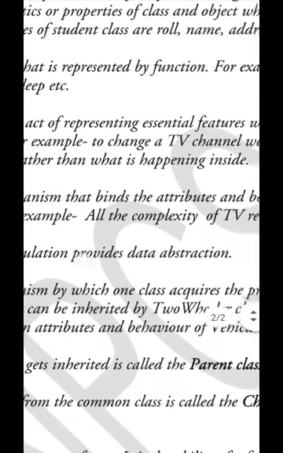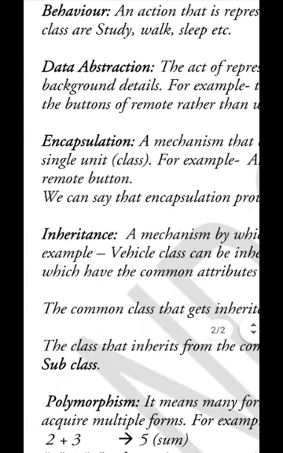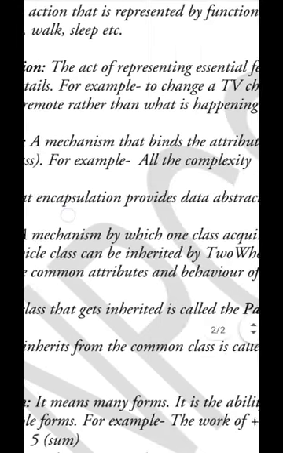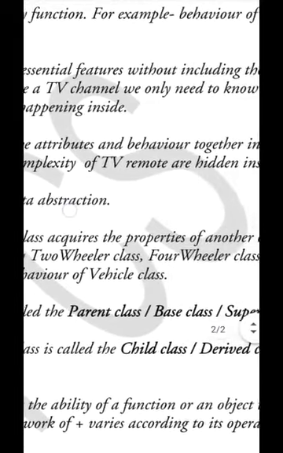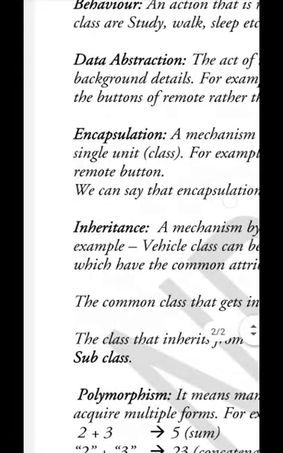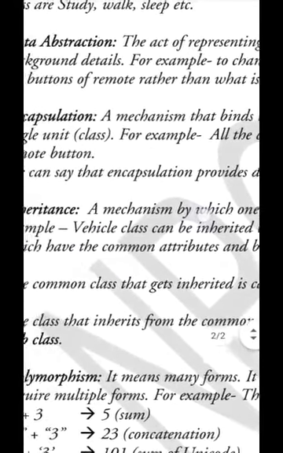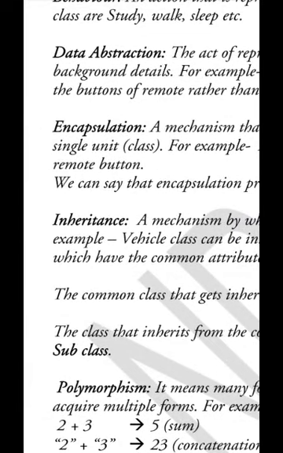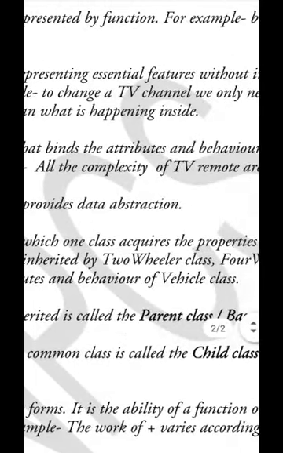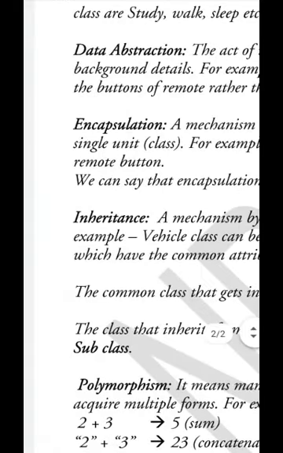Encapsulation is a mechanism that binds the attributes and behaviors of a class in a single unit. For example, all the complexity of the TV remote is hidden inside the remote buttons. This is the process of encapsulation, and we can say that encapsulation provides data abstraction. By using encapsulation, we bind all the complexity inside a class, so we can use it easily. Inheritance.